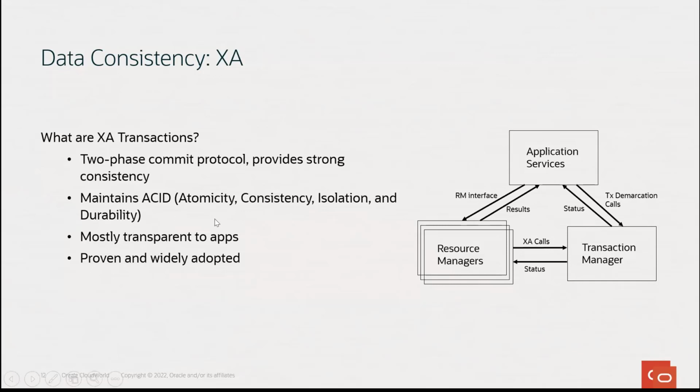The best thing about XA transactions is that they are transparent to the application. So application logic does not change. You just encapsulate the business logic that you want to be part of the transaction with some transaction demarcation APIs like transaction begin and transaction commit or rollback, and it's all taken care of. And of course, it has been out there for a long time. As I mentioned, it's widely adopted.